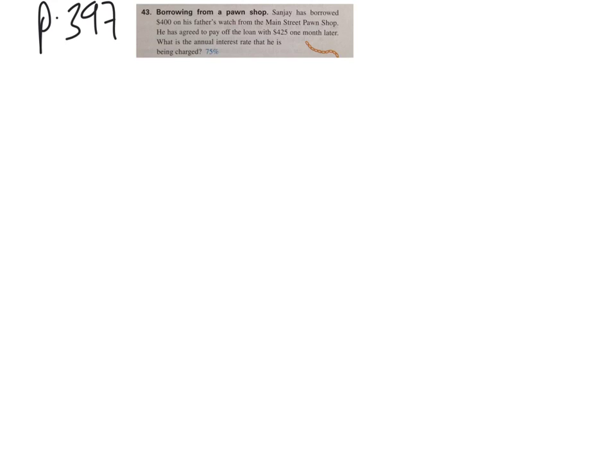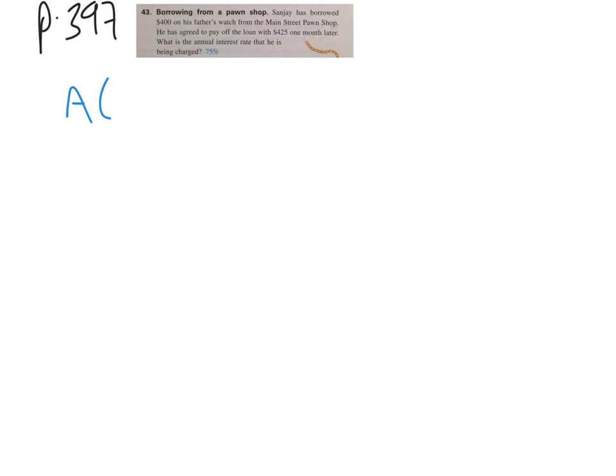So he's borrowing 400. He's going to pay back 425. That's his future value, and he's going to pay it back in 1 month, which is our unit of time. The question is, what is the annual interest rate? So they want us to solve for R. Let's go ahead and start out with our future value.